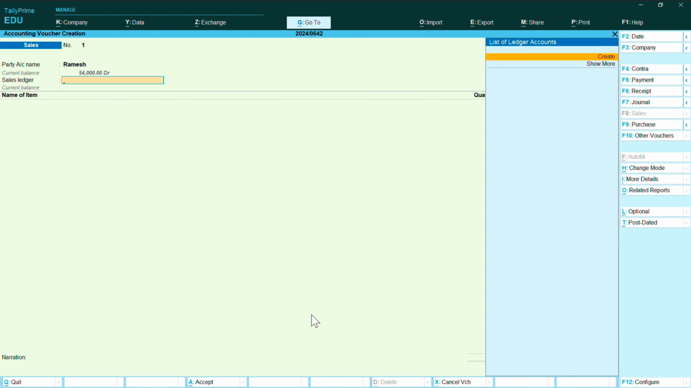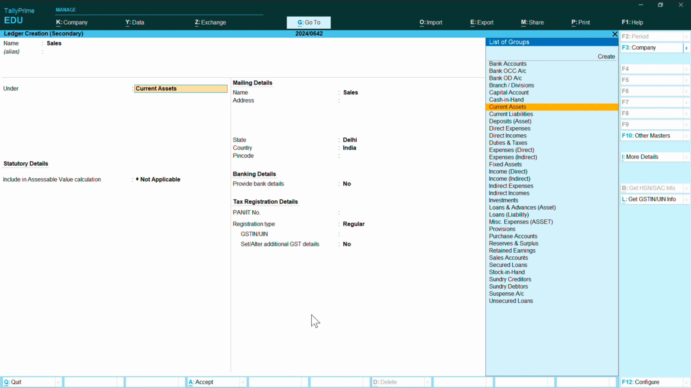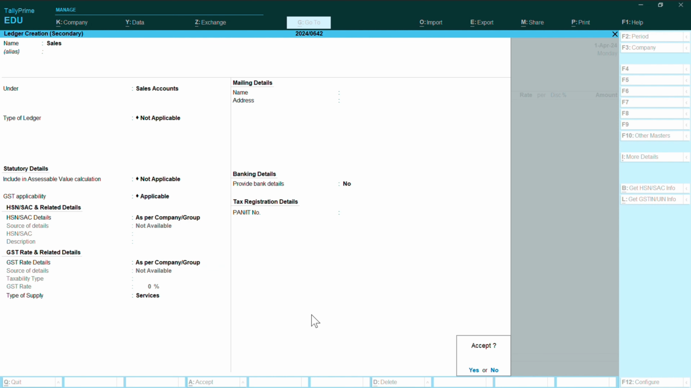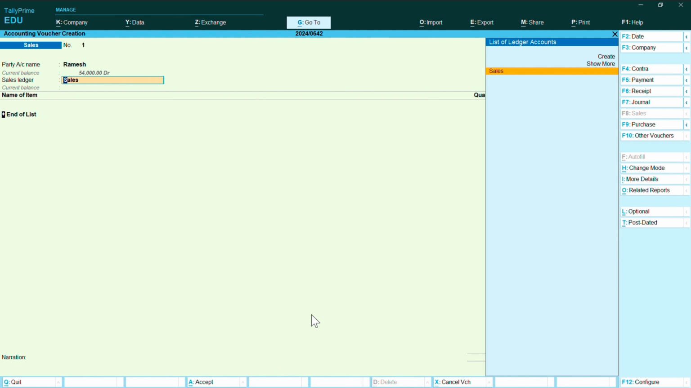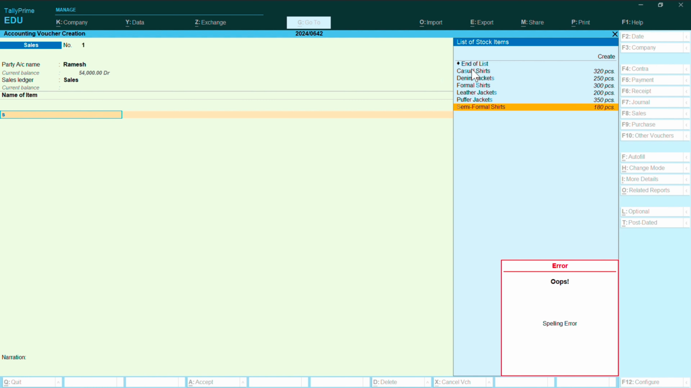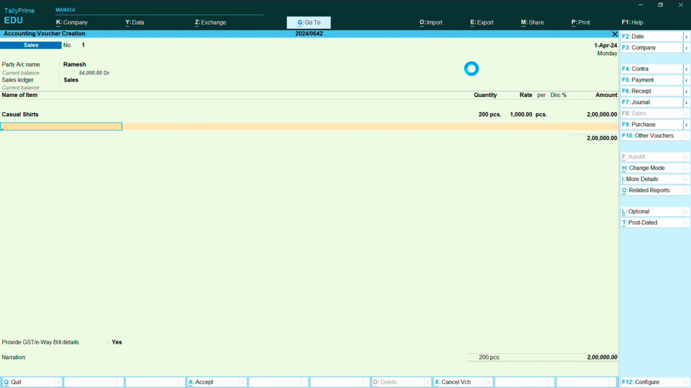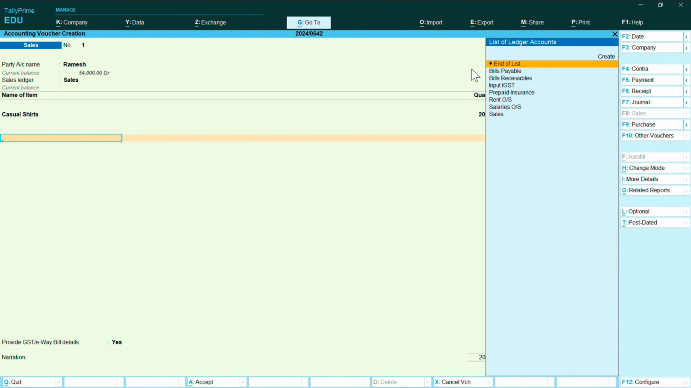Here we also don't have the sales ledger, so first we need to create it. Here we also don't have the output GST ledgers for the sales entry, so first we need to create them.